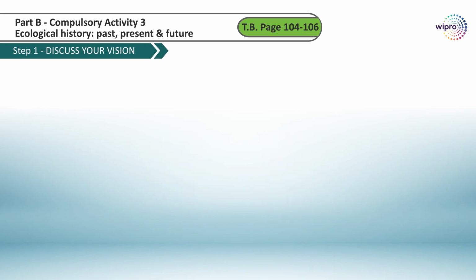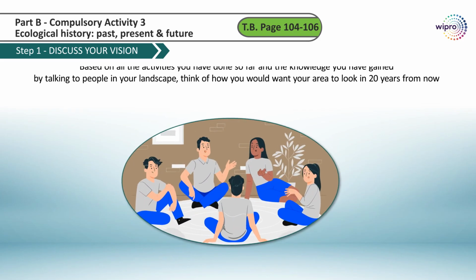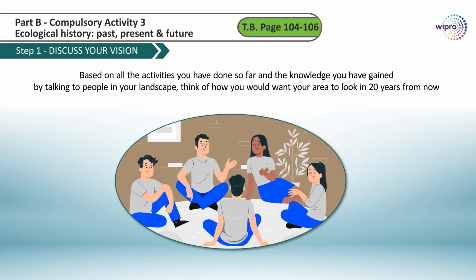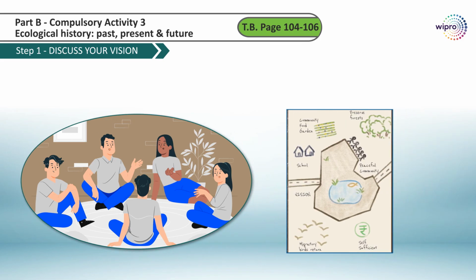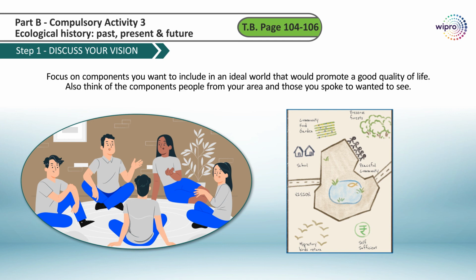Step 1. Discuss your vision. Based on all the activities you have done so far and the knowledge you have gained by talking to people in your landscape, think of how you would want your area to look in 20 years from now. What are the changes you would like to see? Focus on components you want to include in an ideal world that would promote a good quality of life. Also, think of the components people from your area and those you spoke to wanted to see.